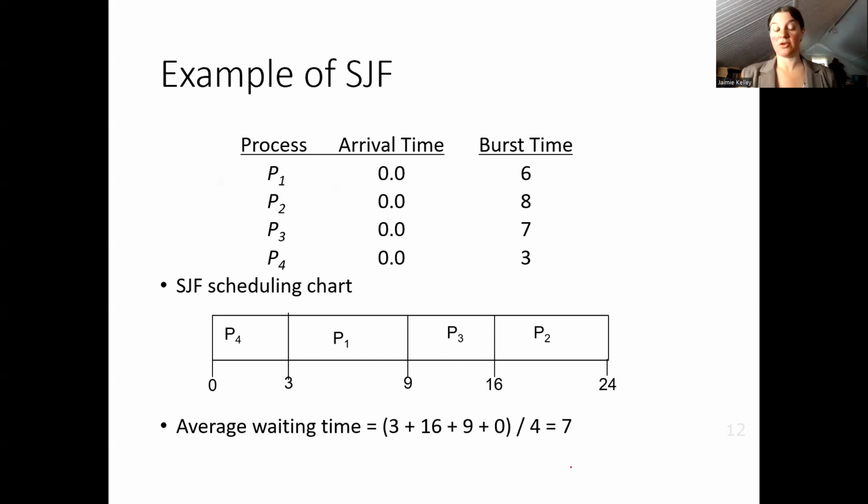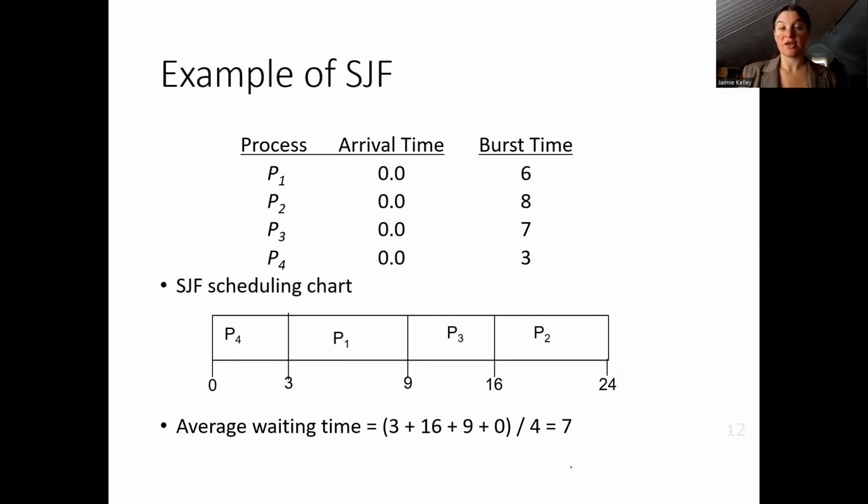In this example, we are assuming that all of these processes arrive at time 0, but their burst times vary. Process 1 has a burst time of 6, process 2 has a burst time of 8, process 3 has a burst time of 7, and process 4 has a burst time of 3. Now, because we are working with shortest job first, process 4 is going to execute first, waiting 0 time. Process 1 has the next shortest burst time, so it's going to run for an additional 6 milliseconds and have a wait time of 3 milliseconds.